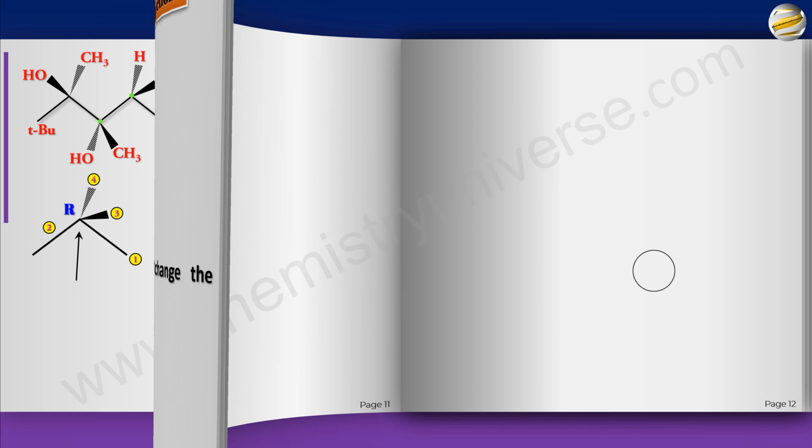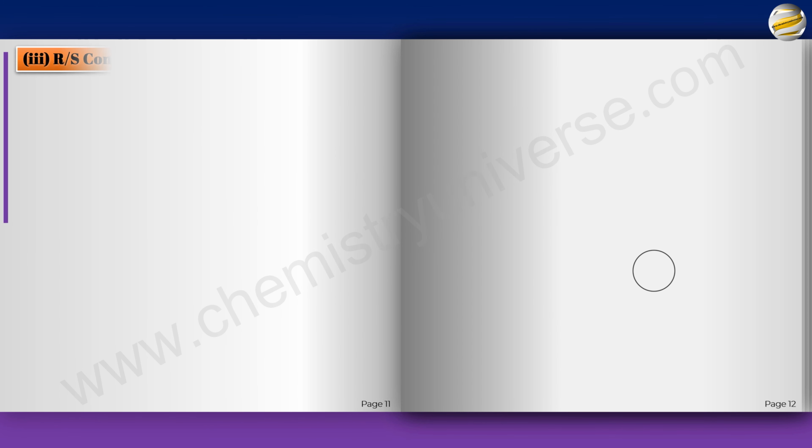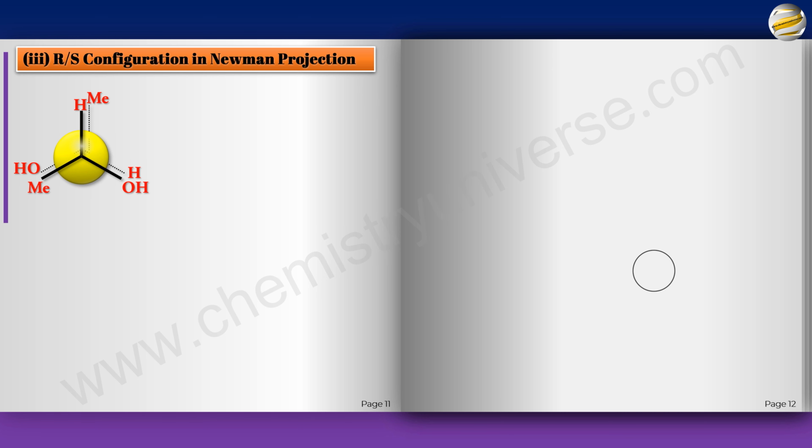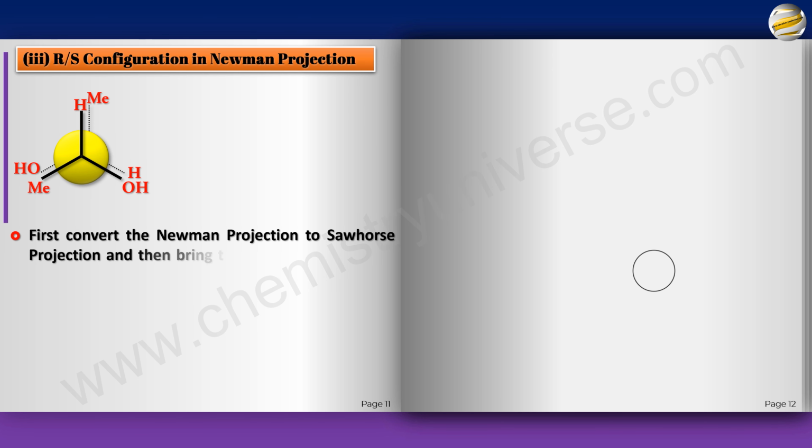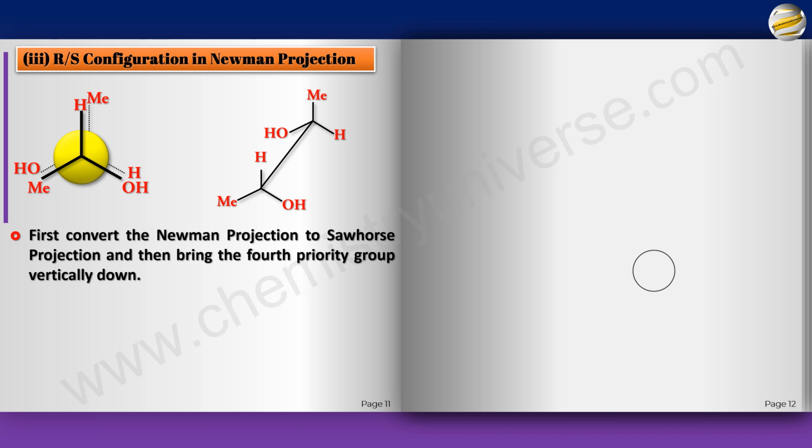So now let's give RS configuration in a Newman projection. Well, it's pretty simple. Simply convert the Newman into the Sawhorse. First convert the Newman projection to Sawhorse and just give the configuration to Sawhorse as we had done earlier. So I'm converting this Newman to Sawhorse, and then if you want, you can use the same logic. You can bring both the hydrogens down, because bringing the hydrogen down becomes easier because you can look from top.